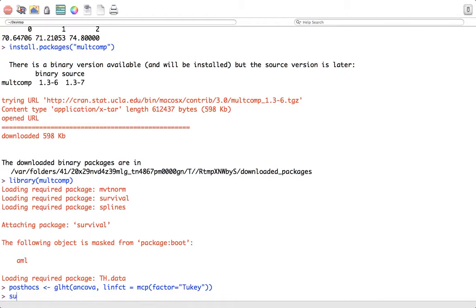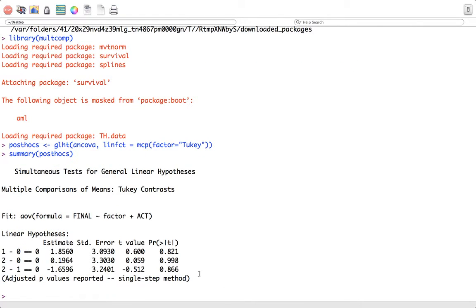So guys, to look at the differences in terms of p-values, I can run the summary of post hocs. And again, what this does is it gives me comparisons of group 0 to 1, 0 to 2, and 1 to 2. So it makes all the multiple comparisons, adjusting for the variation in final exam by including ACT as a covariate. And again, just as you would expect, since our factor wasn't statistically significant, we're not finding statistical significance there.